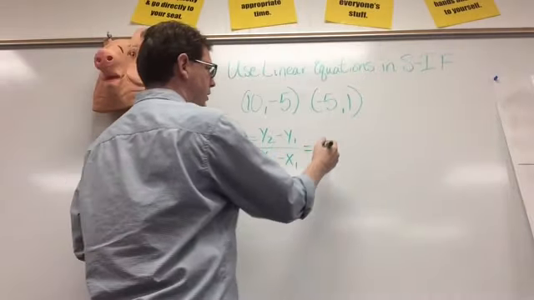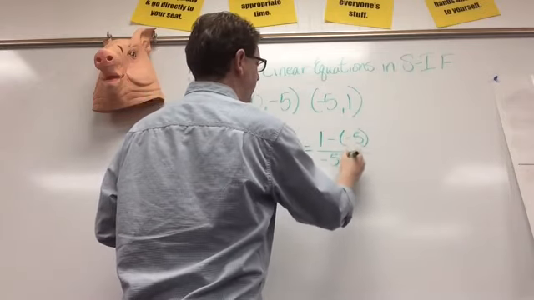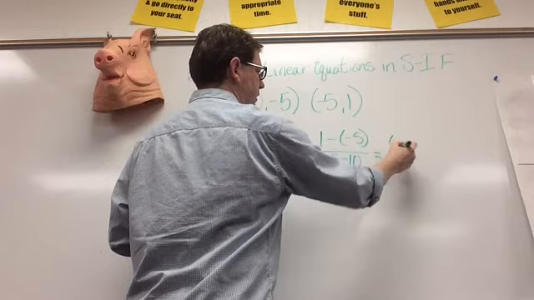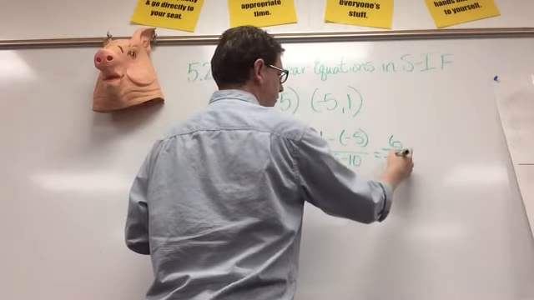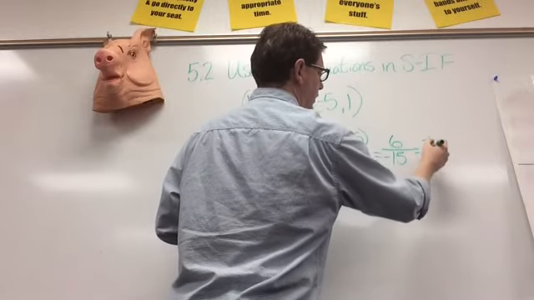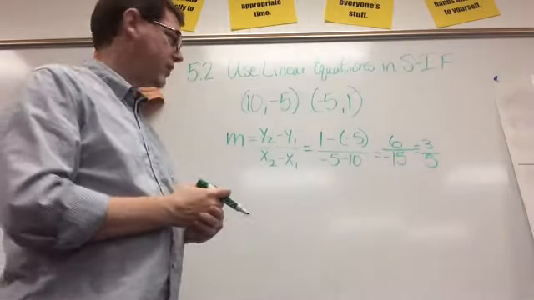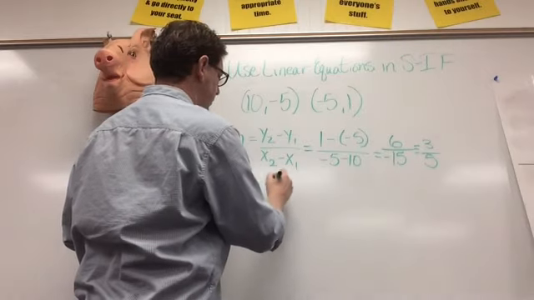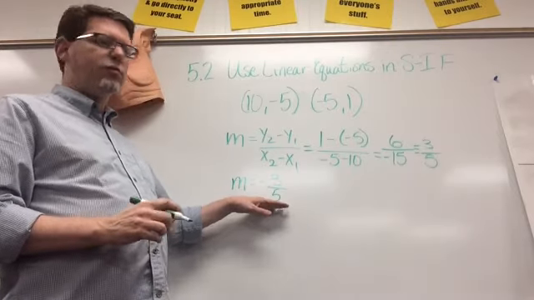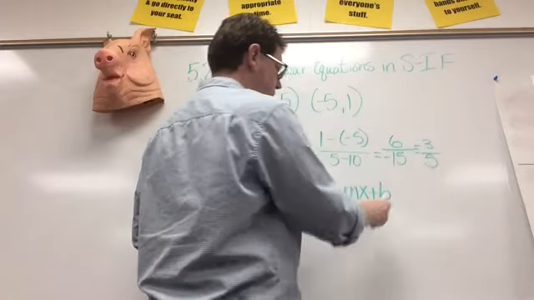Well, y2 minus y1 would be 1 minus negative 5 over negative 5 minus 10. And that equals, 1 minus negative 5 is positive 6, and negative 5 minus 10 is negative 15. And I simplify that, and I get 6 over negative 15, which makes negative 2/5. So I know that my slope now is negative 2/5. Well, now I need to use that slope to plug into the equation y equals mx plus b to find b.